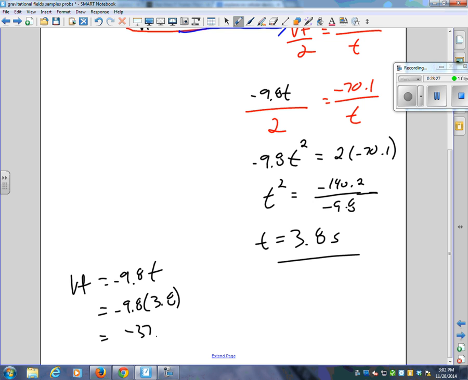Minus 37.1 meters per second. And if you want that in kilometers an hour, multiply by 3.6. Someone's going to have to help me out with that because I don't have that written down.